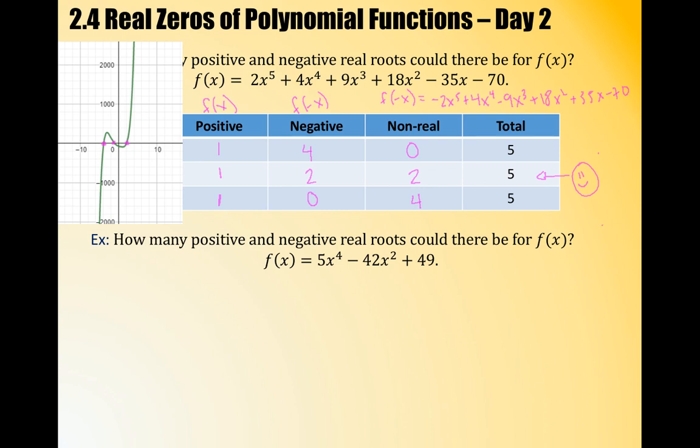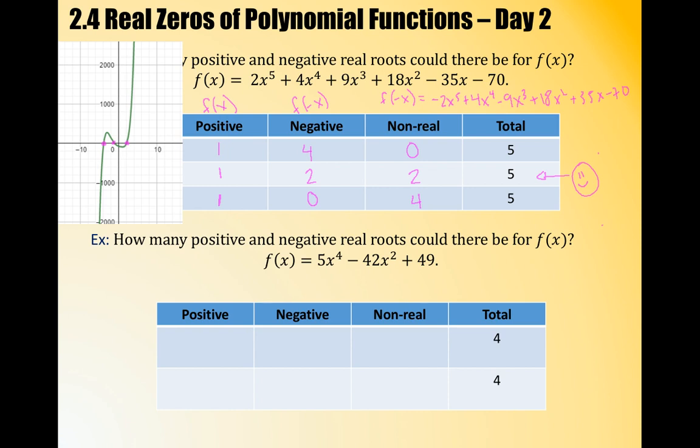So our last one on this page: how many positive and negative roots could there be for f of x? For the positive, and I don't love this table, but that's okay, you are switching signs 1 time, 2 times. So there could be 2 or there could be 0.